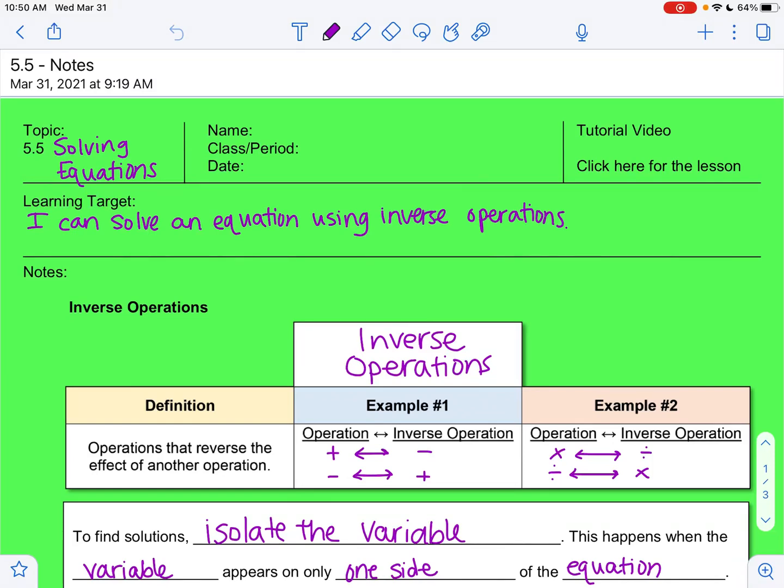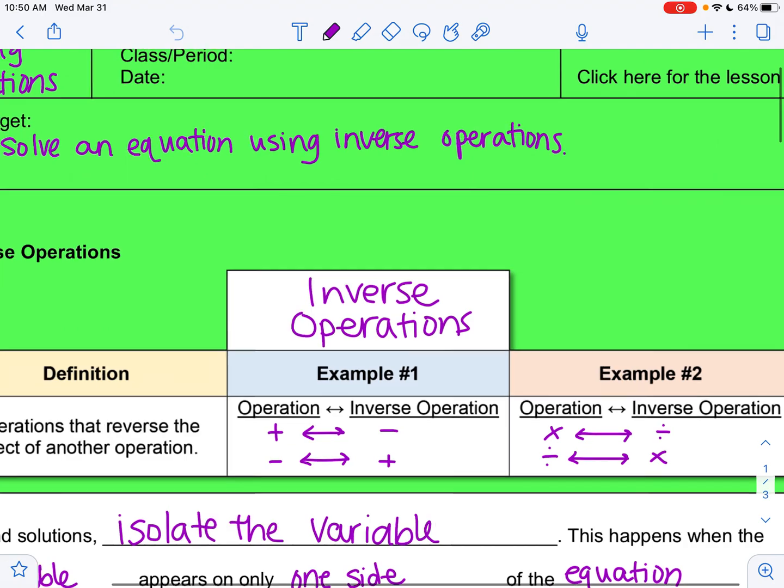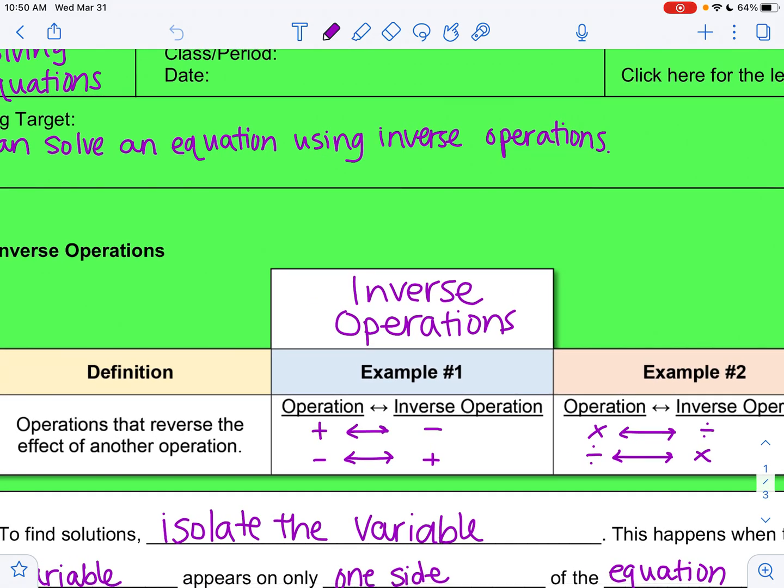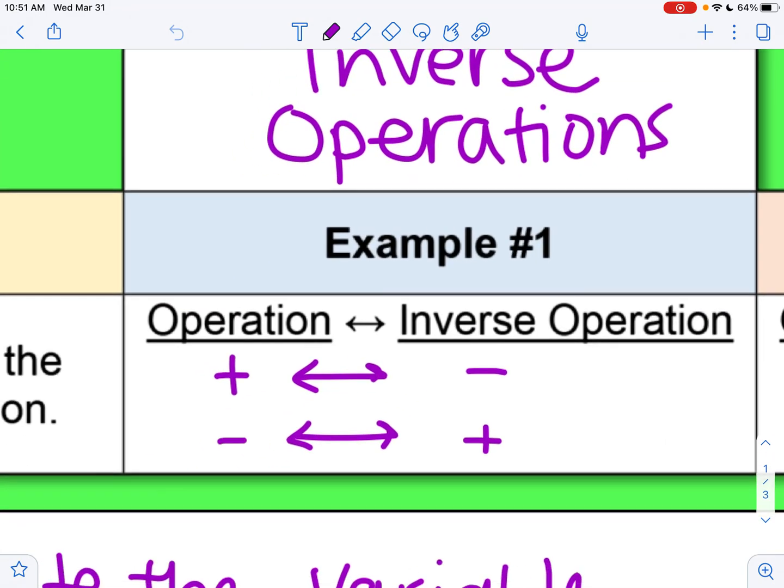Today we're going to do our next lesson of Unit 5, which is solving equations. Our learning target is I can solve an equation using inverse operations. So let's take a look at what inverse operations are. They are operations that reverse the effect of another operation.